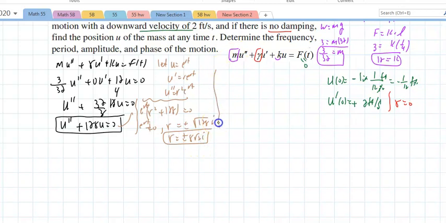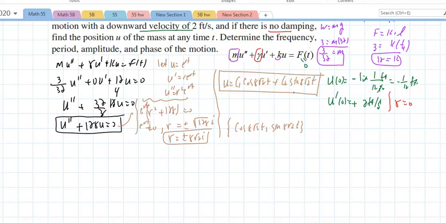So what does that mean? That means cosine of 8 radical 2t and sine of 8 radical 2t will form the fundamental set, and the solution is that u equals c1 times the cosine of 8 radical 2t plus c2 times the sine of 8 radical 2t. And there it is. We've done those over and over. What's missing now?